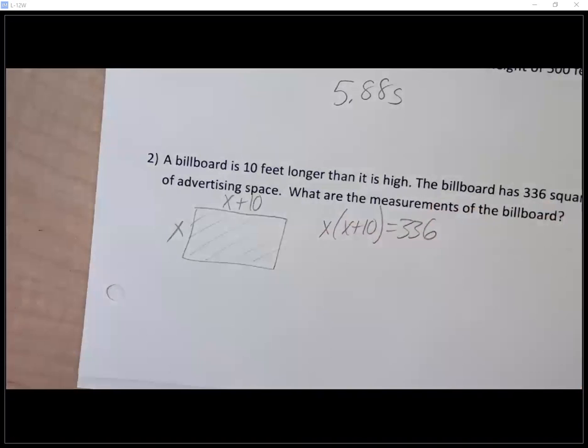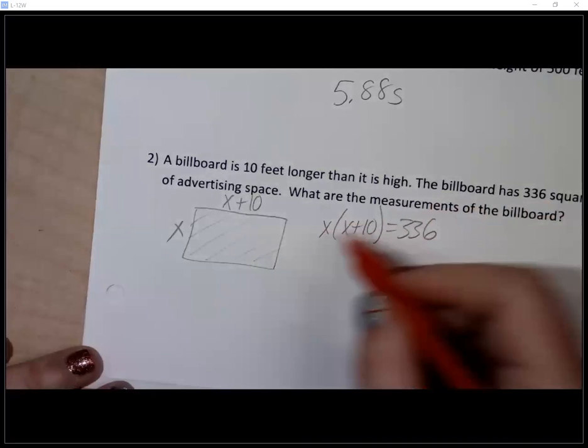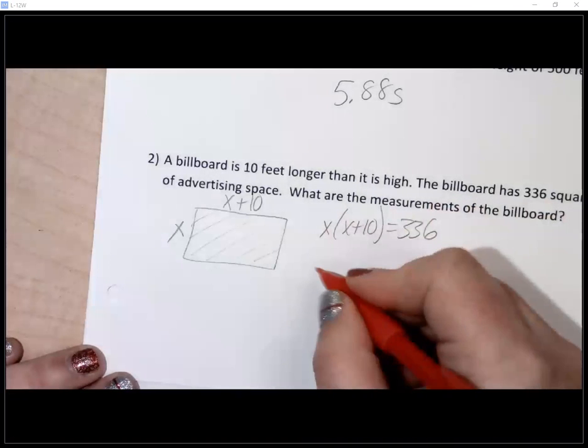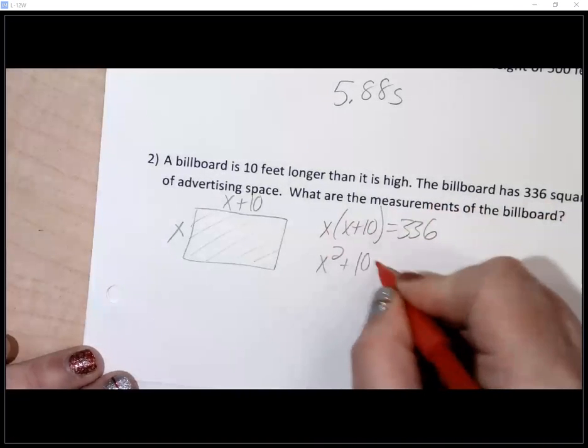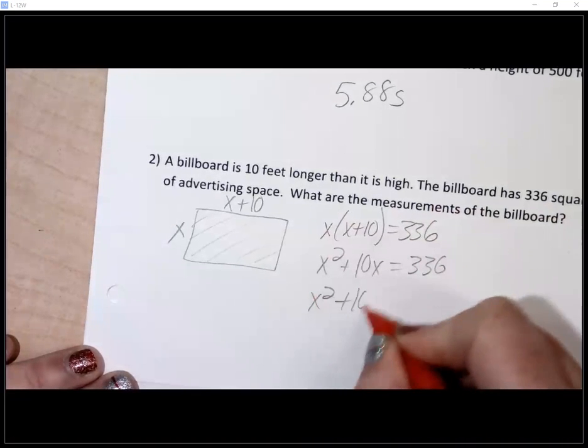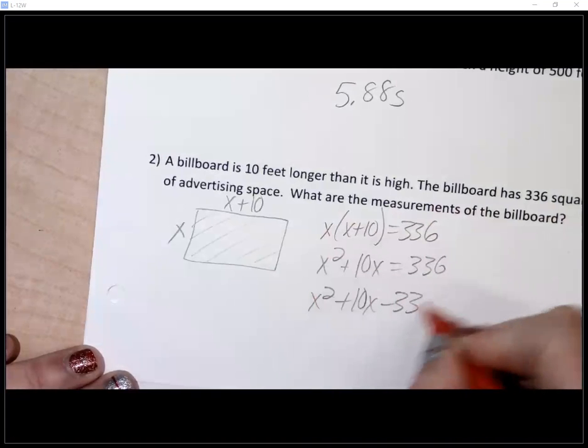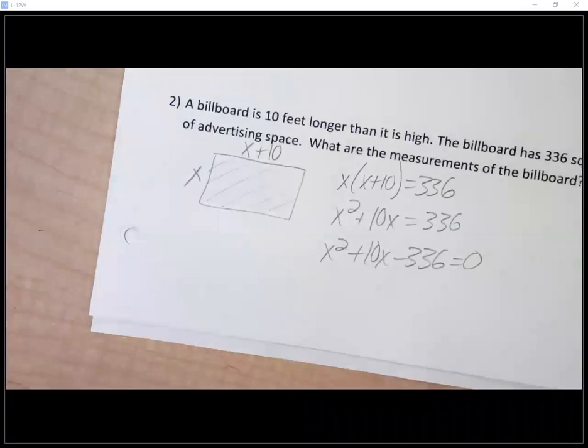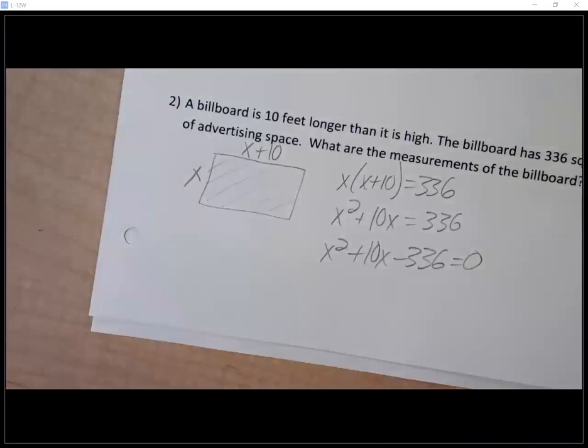All right, cool. So we can turn this into a quadratic real quick. If I just distribute, you actually don't even have to distribute, but I'm going to. Why not? And now I'll just bring that 336 over. Okay, so now I have an equation that I can go ahead and put in my calculator if you want. If you want to just do it by hand, you could too.